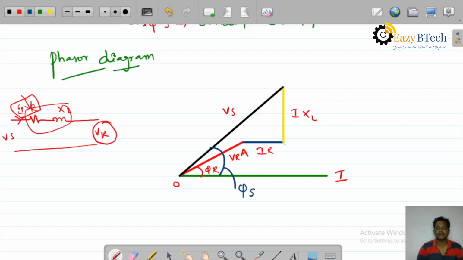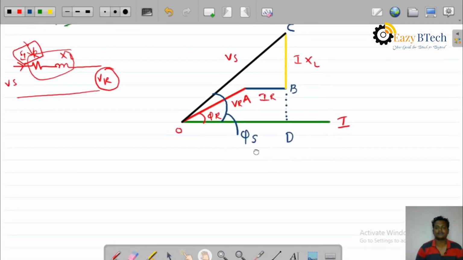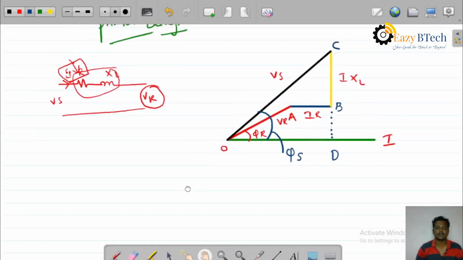Now I am taking OA. This one I am representing with B, this one is C, and this one is D. Now from the phasor diagram, it is clear that, okay, I will write here.